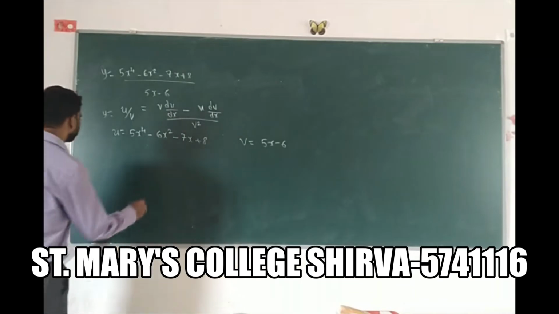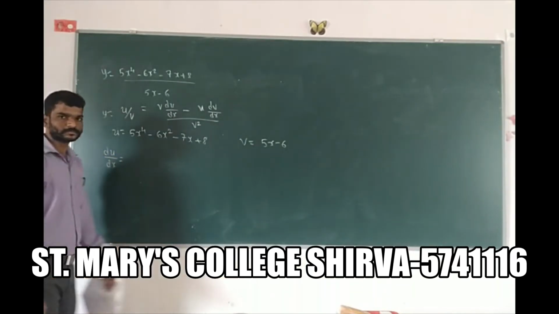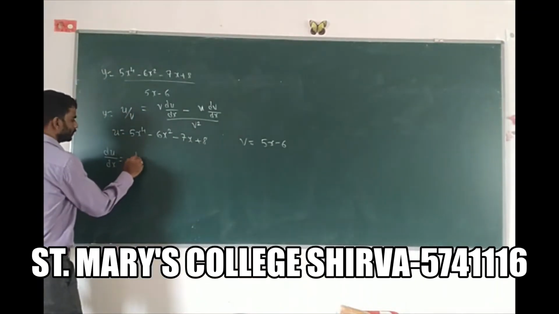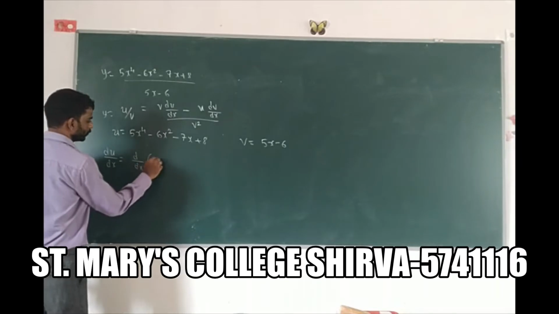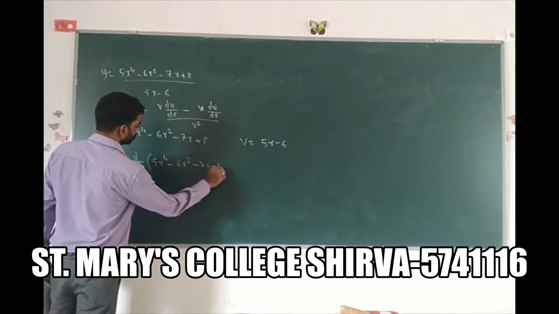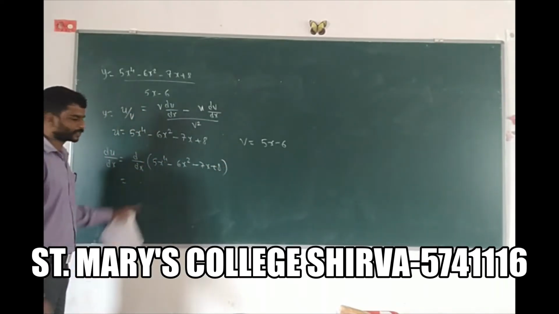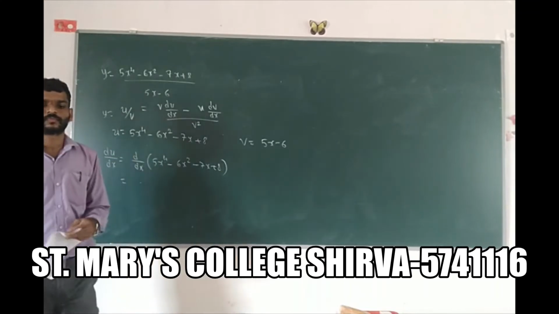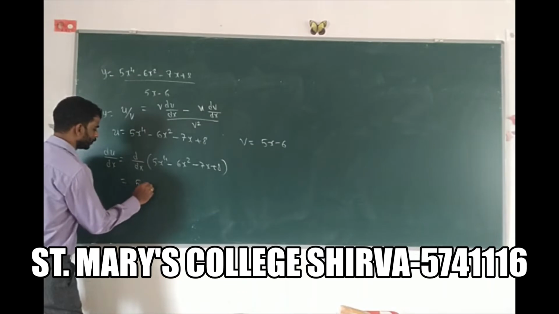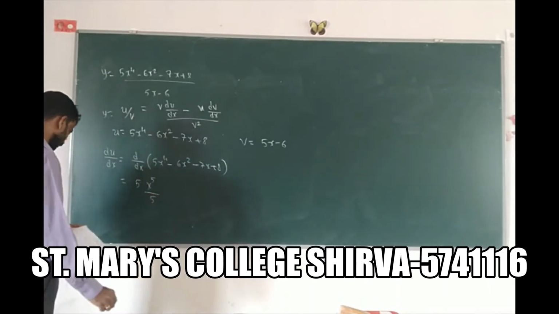Okay, now let us find the differentiation of u, du by dx. So what is the differentiation of d by dx of 5x power 4 minus 6x square minus 7x plus 8? 5x power 4 can be written as x power 5 by 5.